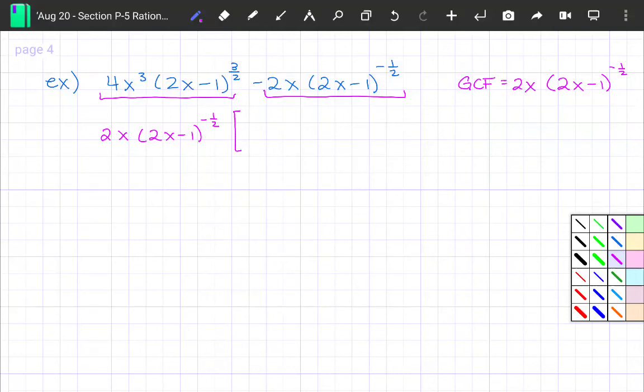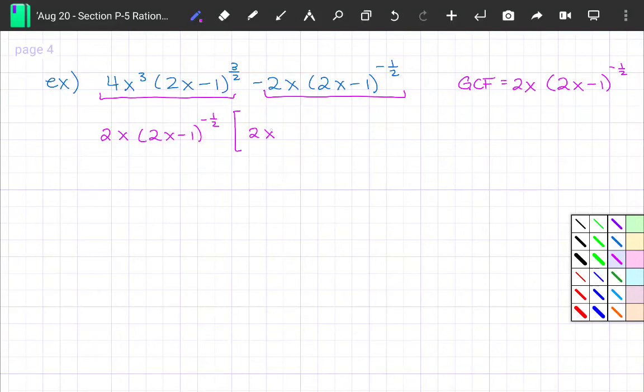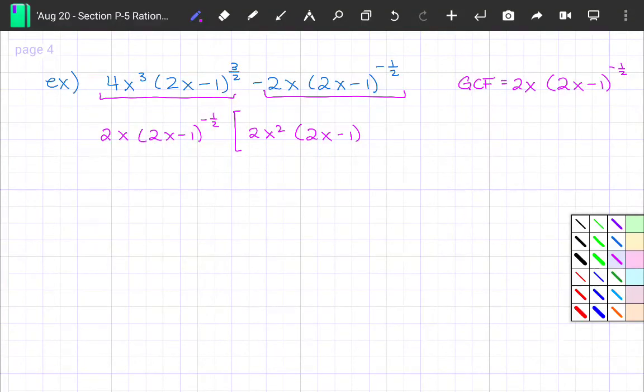Once I factor that out, remember factoring is just dividing out. So when I have 4x cubed and I factor out a 2x, I'm going to be left with 2x squared. And then when I divide, I'm going to end up subtracting the fractions. So what's 3/2 minus negative 1/2? That's going to be 4/2, which is 2.